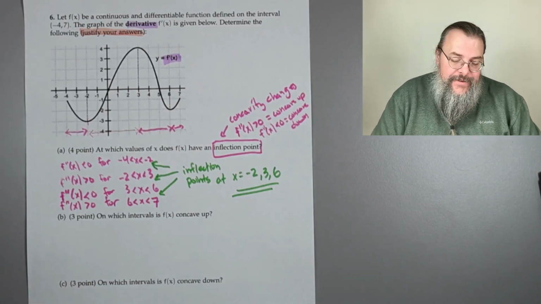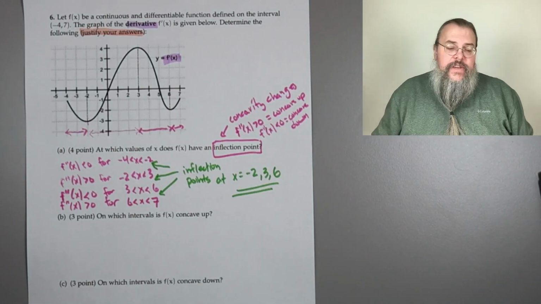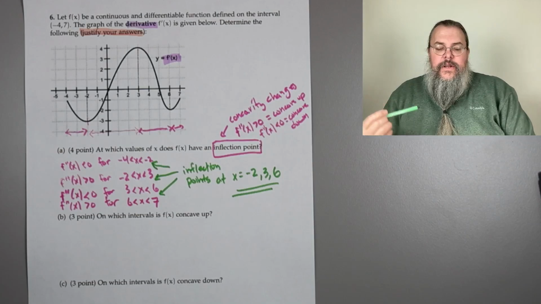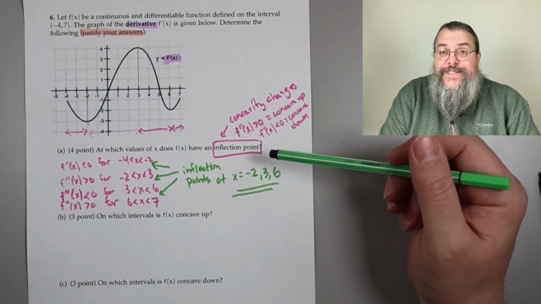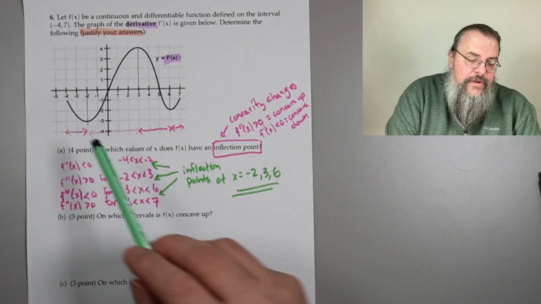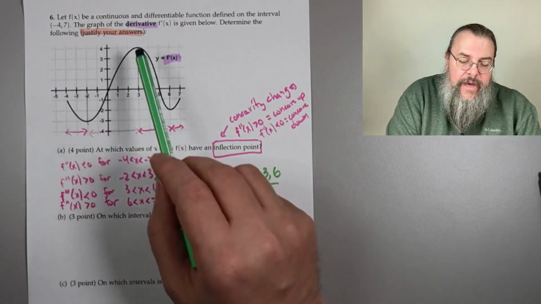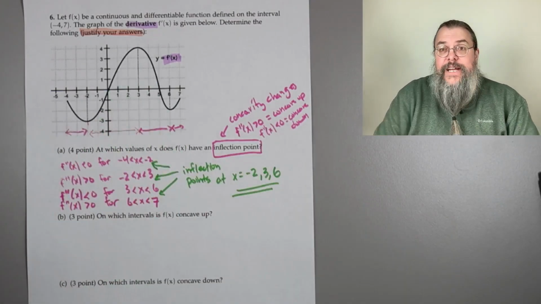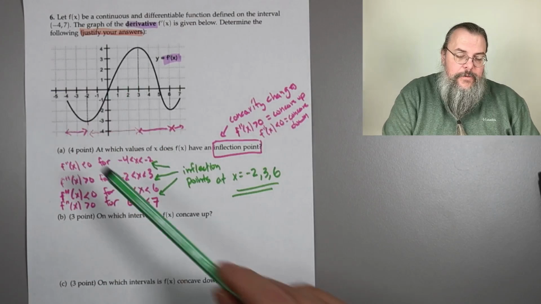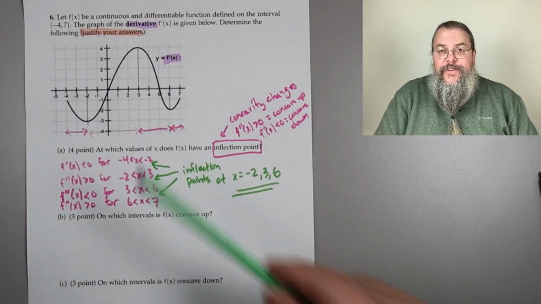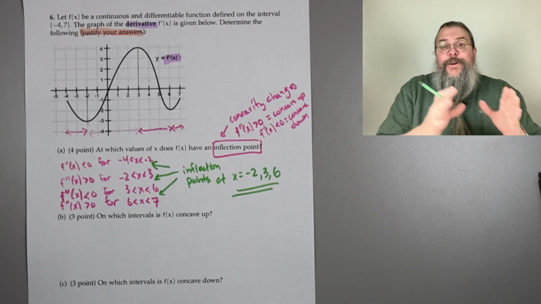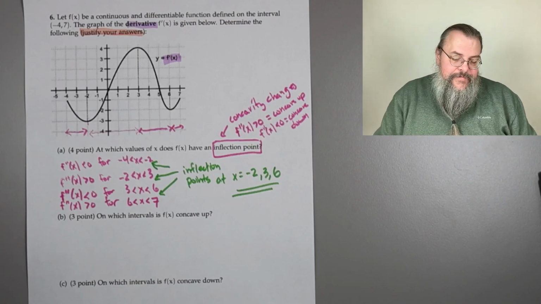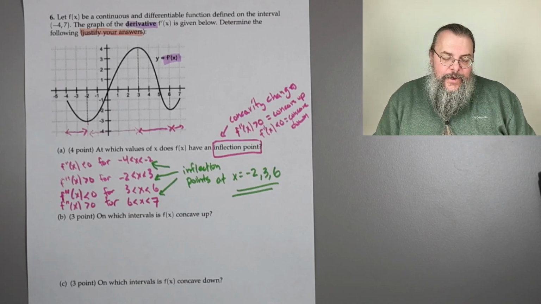Okay, there we go. Now there's a couple other ways you could say this. You could say, well, when you're looking for inflection points, you're looking for maxes and mins. So where you see a min or a max for the derivative, that's an inflection point. And then we can see where the maxes and mins are. They're at negative 2, 3, and 6. So mins and maxes on the derivative correspond to inflection points.